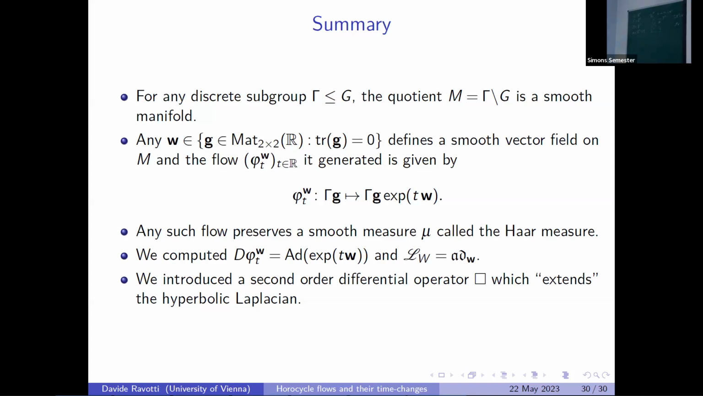So this was just a comment on the side to motivate, if you want, also the study of this type of flows. We introduced the adjoint, which was given by conjugation by an element of the group, and we described its dynamical interpretation being the differential of the time t map of this flow. So this is telling you how the dynamics acts on tangent vectors.